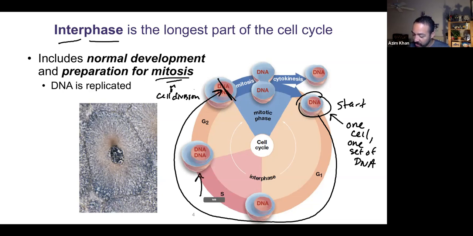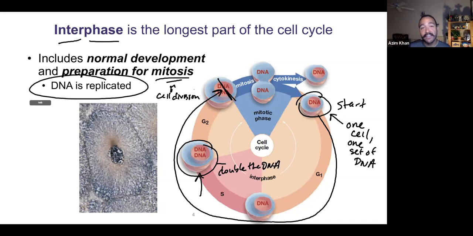At this point in the cell cycle, you can see double the DNA. The DNA has been replicated. That's what I mean by preparation for mitosis. We're making more of what a new cell would need. You make more DNA and you also get more organelles, but we're going to focus on the DNA here.